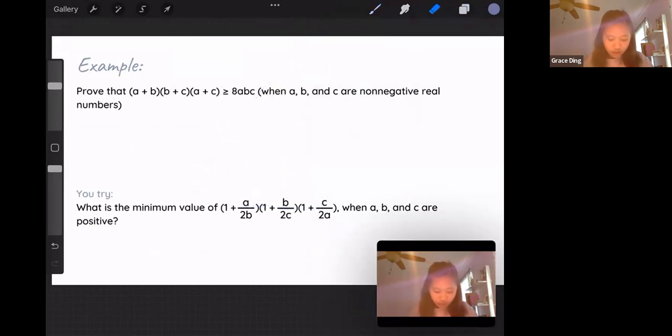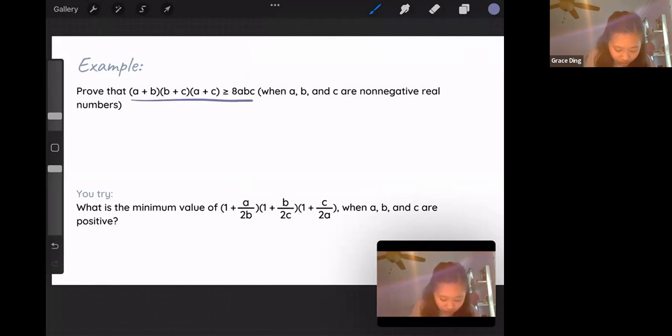So I'll show you guys a proof of a problem, and then you guys can try out this one. It's a little more challenging, but you just have to rearrange it a little bit, and you should get the answer with AM-GM. So now I'll be proving this.